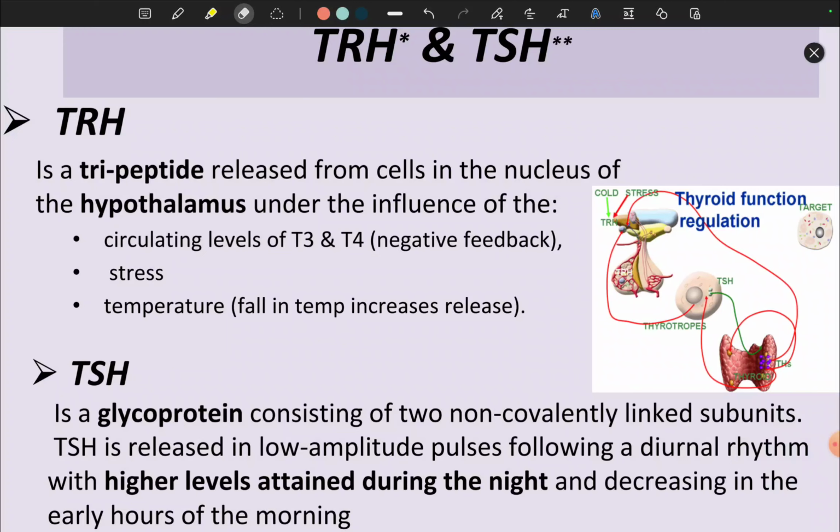But this is not so functional in human beings, or we can say it is not clinically important in humans, because it is more pronounced in the animal or more effective in the animal. This is the effect of temperature on the hypothalamus.